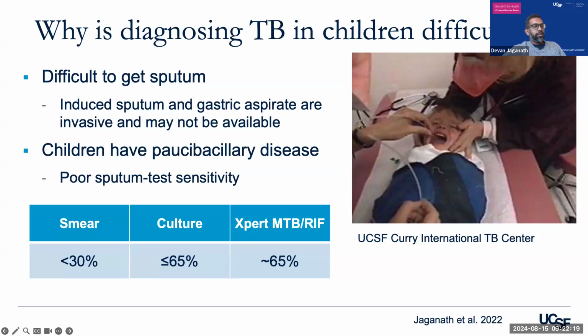And even if you get that sample, the performance of the test is pretty poor compared to adults, because children tend not to form big cavities in their lungs, so the amount of bacteria we see in the sputum tends to be quite low. As a consequence, whether the test is a smear, a culture, or even a molecular PCR test, the sensitivity, as we see here, is really suboptimal. So even if we get a sample, which you can imagine is invasive, requires infrastructure, and is hard to implement in a primary care setting, the test is not going to perform as we would want it to.